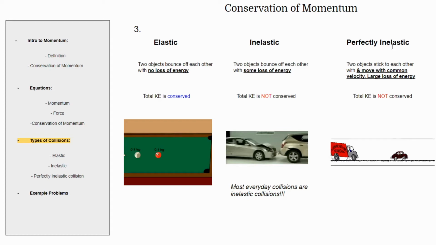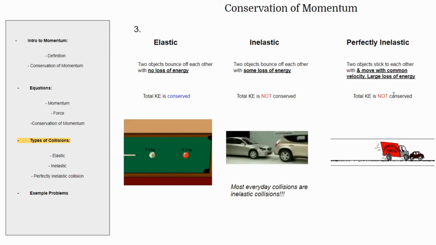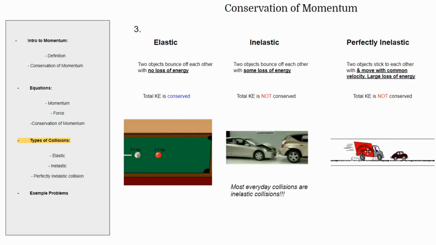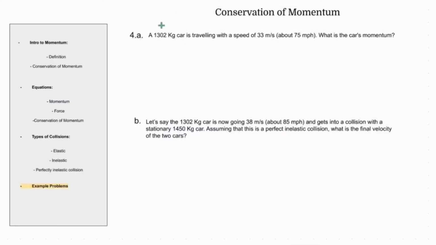Perfectly inelastic collisions are ones in which two objects end up sticking to each other and moving with common velocity after the collision. This often results in the largest loss of energy. Therefore, total kinetic energy, again, is not conserved. The best example here is a car crash in which two cars collide and stick to each other and move at the same velocity. Though this is not realistic, the most common momentum problems involve perfectly inelastic collisions between two different cars. So let's go through the first question together.